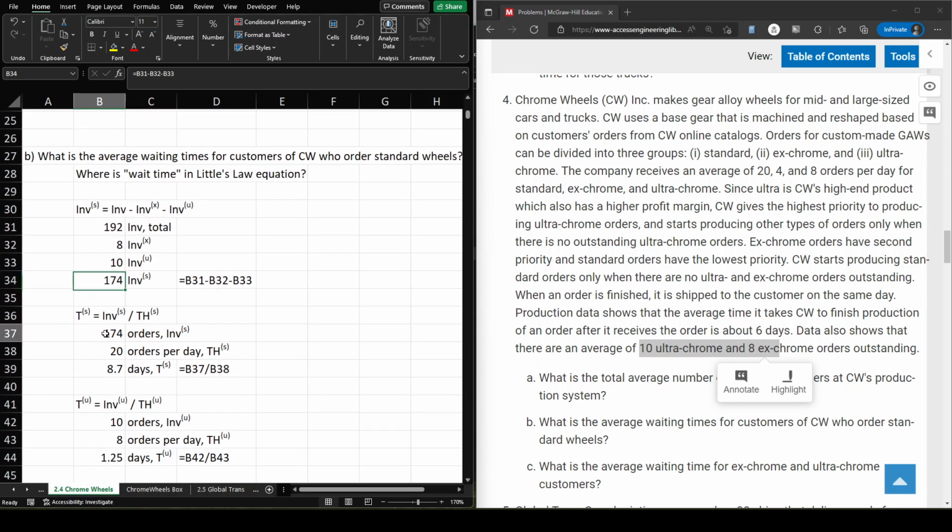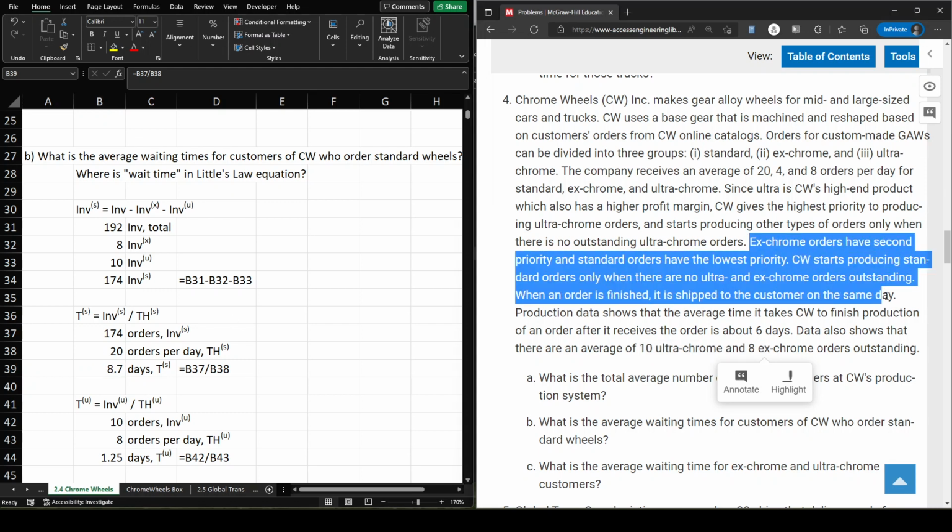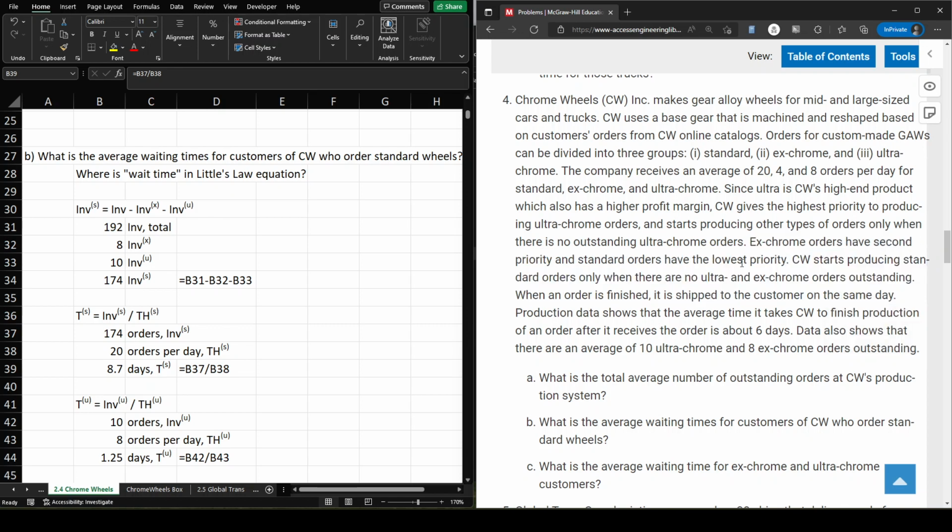We take that 174 and divide by the throughput of 20 orders per day, and that gives us a wait time or flow time, which is the same in this case, of 8.7 days. So the average wait time for customers who order standard wheels is going to be 8.7 days. And this should be the longest of all three, right? We know that given the priority system the company has chosen to abide by, standard is the lowest priority. So this should be the longest.